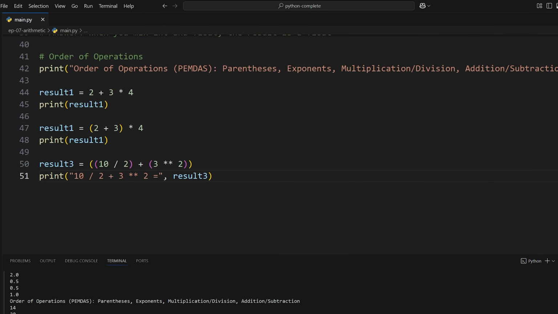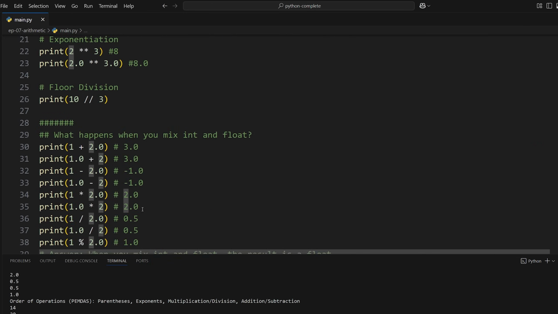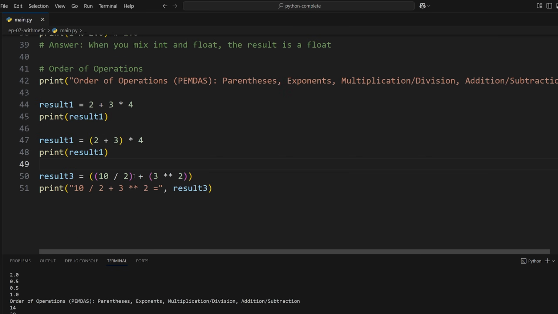And here's a tricky question. Why is it 14 as a float and not an integer number? Because we're only using integers here. It's because in this expression here, we did a division. So 10 divided by 2, we know that division always gives us a floating point number. So since we have introduced a floating point number here, 5.0, the entire thing will be a float when you evaluate it.